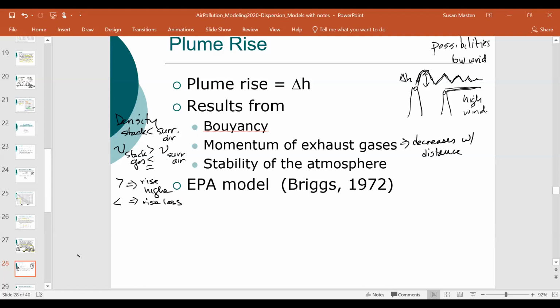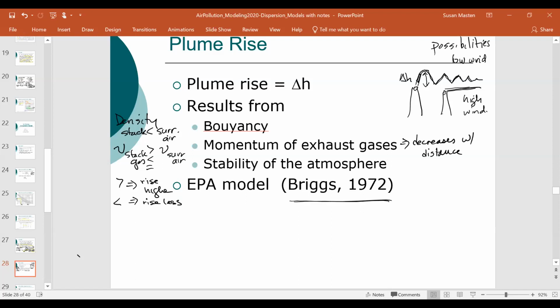So we look at the temperature of the gas. We'll look at the velocity of the stack gas, we'll look at the velocity of the air, and lastly, we'll look at the stability of the atmosphere. So those are basically the factors that we'll consider. And those we'll take into account to try and model plume rise. There's a number of models. The one that we will use is the Briggs model.